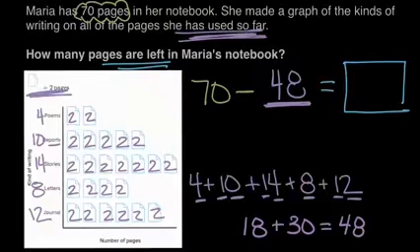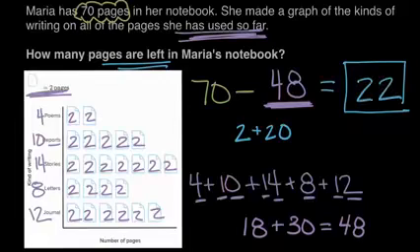One way we could do this is we could think of it as counting up. We could say there's 48 pages used. Let's count up to 70 to see how many more pages there still are in the notebook. If we count up from 48 to 50, that's 2 more pages she has. And then from 50 to 70 is 20. That's 20 more pages she has. So she has a total of 22 more pages left in her notebook.